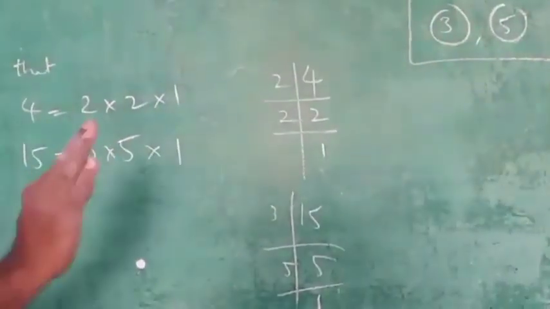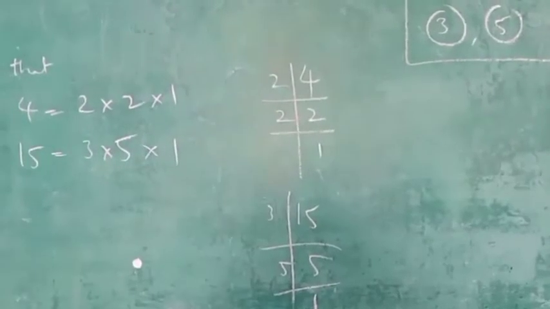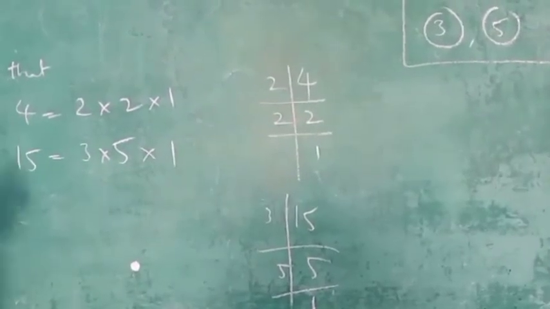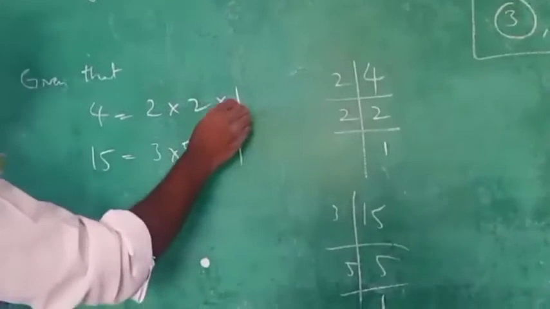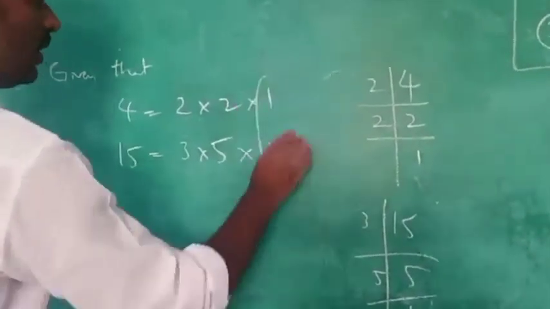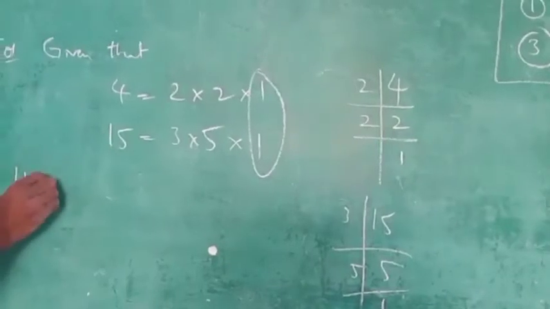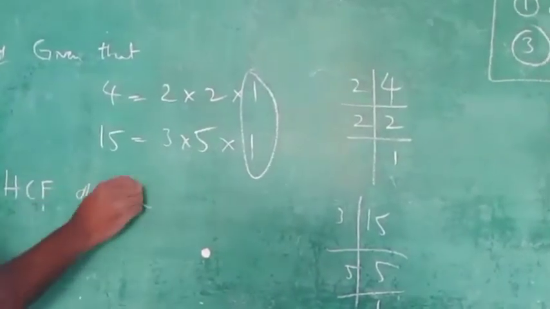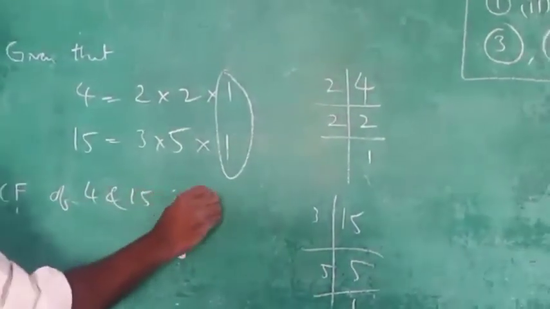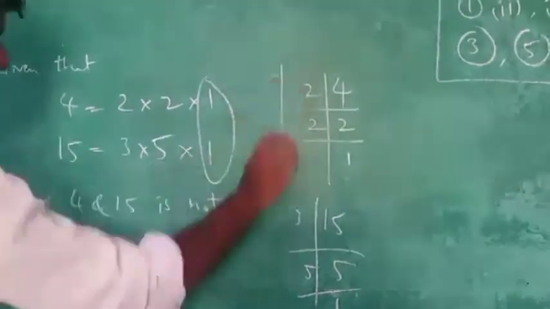So it is not 0, beta. HCF won't be 0. HCF will be 1 compulsorily, minimum 1. Co-prime means the common number must be 1. So I'll take 1 as the common factor for both 4 and 15. So HCF of 4 and 15 is not 0.